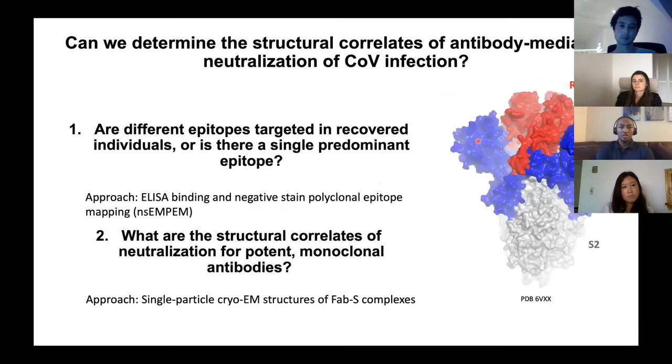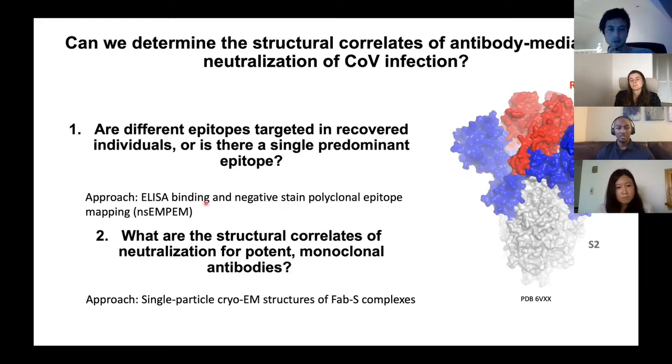What I want to show you today really quickly is what we've been working on here in Pamela's lab. The first question we asked at the beginning of the pandemic is: are there different epitopes being targeted in recovered individuals? And if so, what is the predominant epitope that is being targeted? To do this, we used binding assays as well as a technique pioneered by Andrew Ward's lab down at Scripps here in California called negative stain polyclonal epitope mapping, or nsPEM.